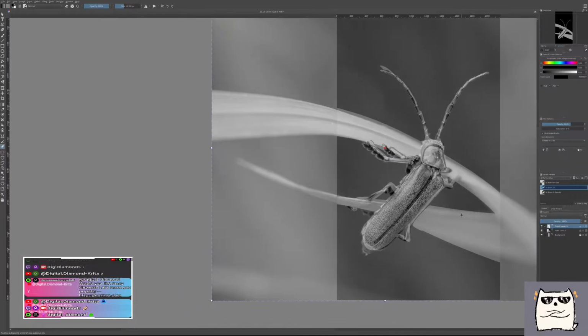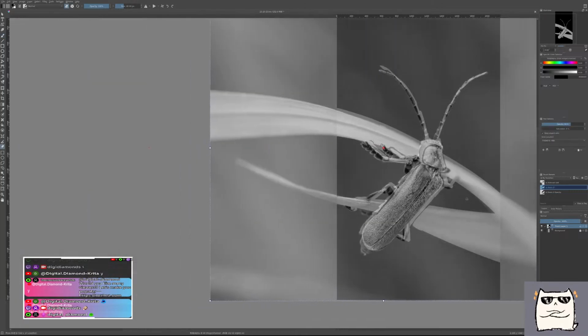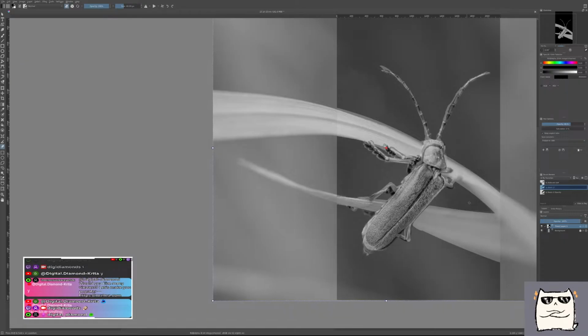Of course, when I put it on a separate layer, then I absolutely freaking nail it. But oh well, now I don't have to worry too much about... there we go. Look at that. It's not super clean. But who cares?